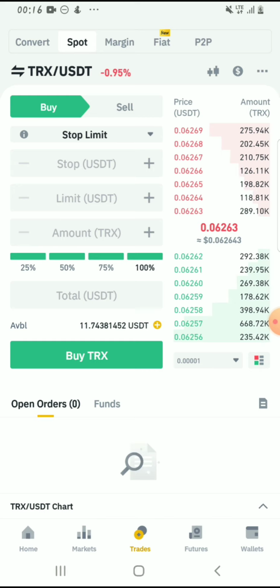Let's start with the prices. I want to buy TRON and spend 100% of my account. So I look at the current market price of TRON, 0.06262. I want to buy it at a lower price so I can make big profits from my trade, just the buying and selling.